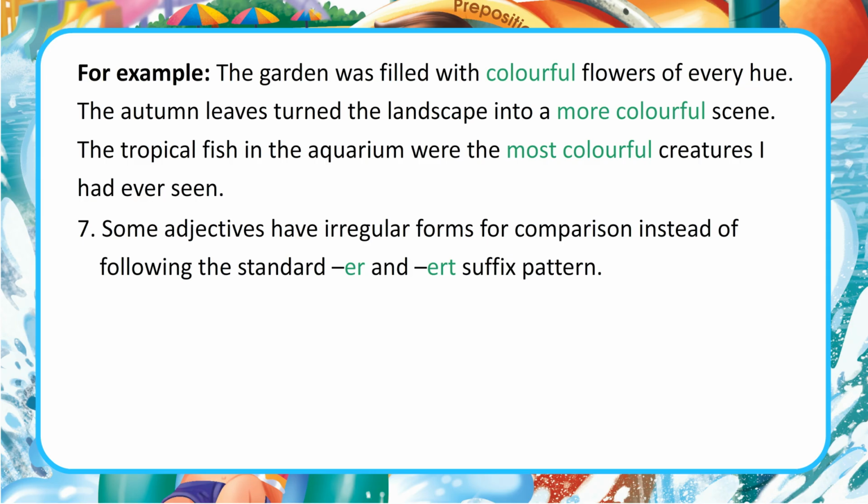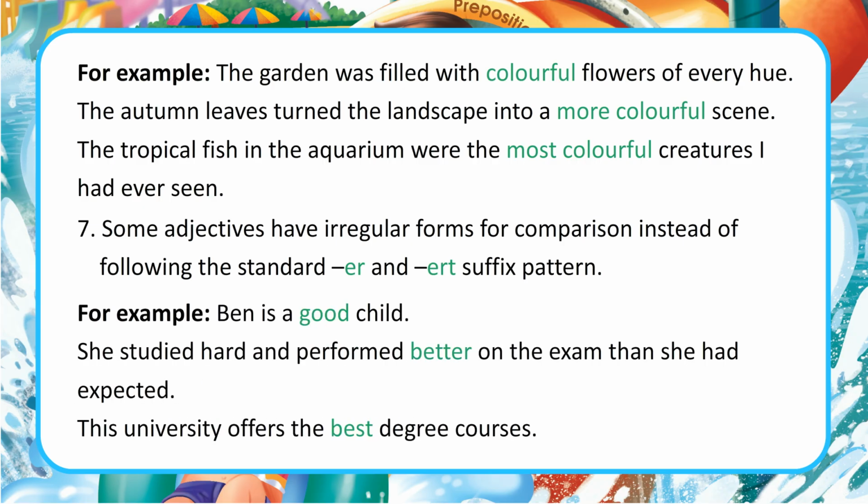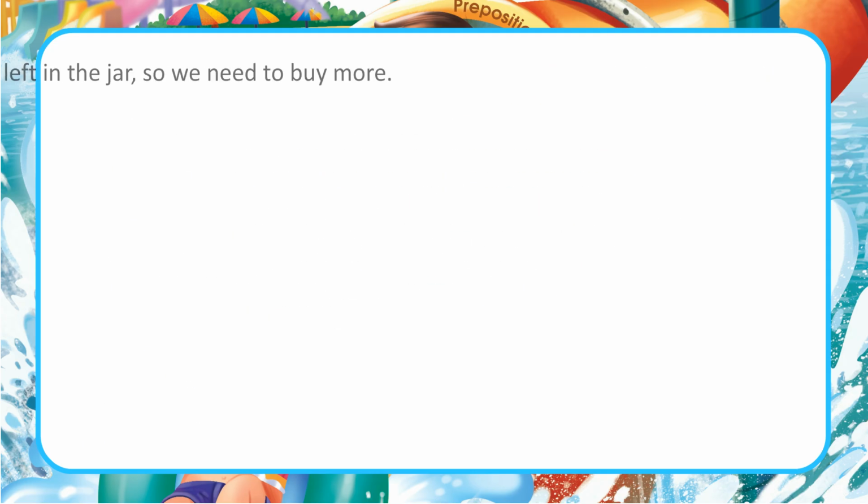7. Some adjectives have irregular forms for comparison instead of following the standard -er and -est suffix pattern. For example, Ben is a good child. She studied hard and performed better on the exam than she had expected. This university offers the best degree courses.